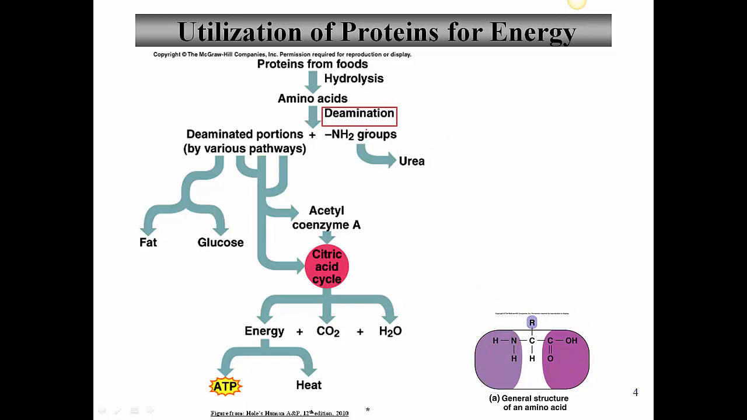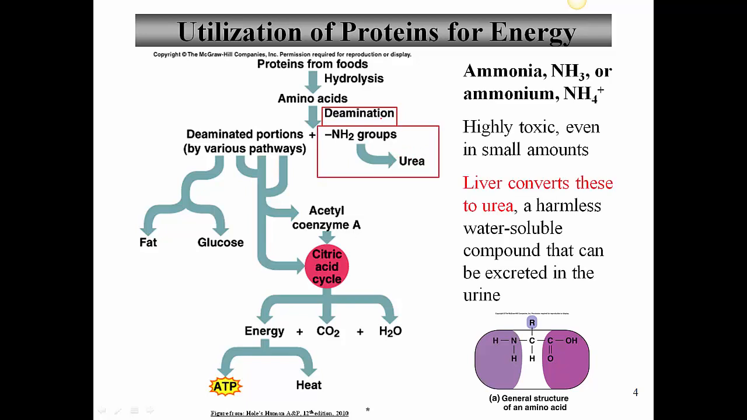Now, this process of deamination can take the amino acids, and as a byproduct, we make urea. However, this is not the whole story, because urea is not made in one simple step. It actually involves a couple of steps. In the initial deamination of amino acids, we generate these compounds, ammonia or ammonium ion, and these are highly toxic, even in very small amounts in the body. So these have to be rapidly converted by the liver to something that's more harmless, and that is urea. The liver can convert these to urea, which is a harmless, water-soluble substance, and this can be excreted in the urine.